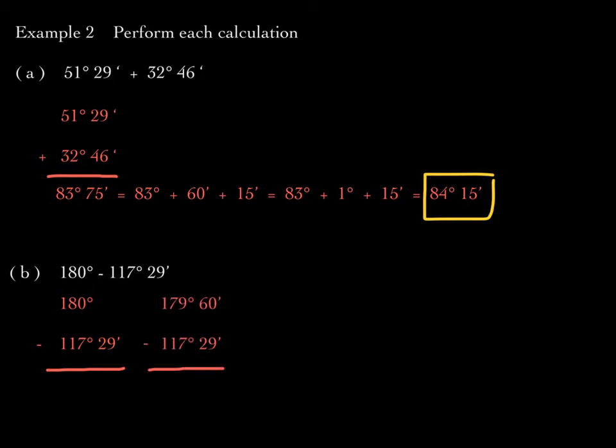Now we can do the subtraction. We can take 29 minutes from 60 minutes to give me 31 minutes. And 179 degrees minus 117 degrees is 62 degrees. So this is my final answer. This is my difference. Good job.